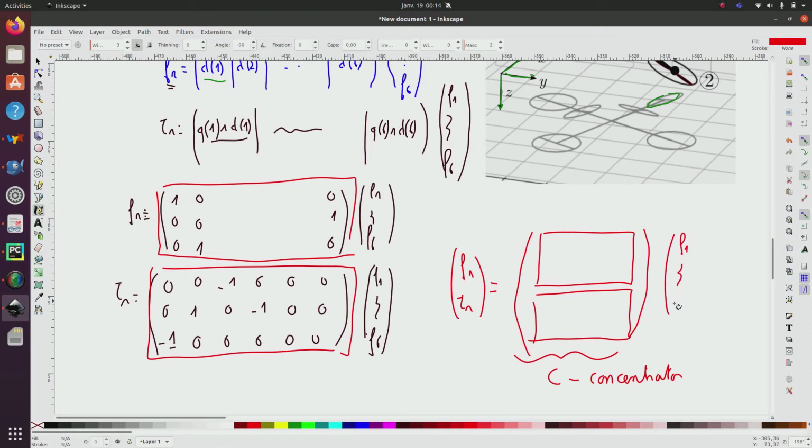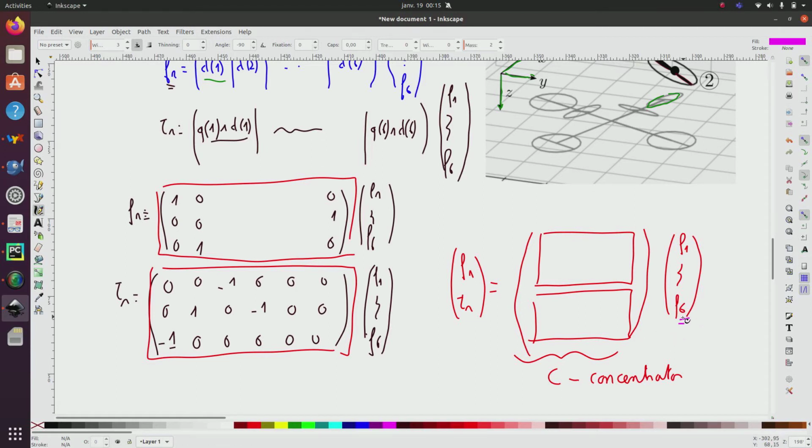And here I will have the forces F1, F6. Of course, if the propellers are badly oriented, then this matrix may be singular. So when I build the robot, I have to put the propellers at the right position and in the right direction so that this concentrator will be invertible. So I need at least 6 propellers.